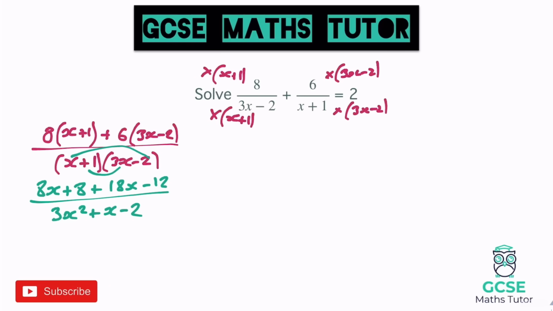Before I set it equal to 2, I'm just going to tidy up what's on the top there. We've got 8x and 18x, which is 26x, and plus 8 minus 12, which is minus 4. And that's all over 3x squared plus x minus 2. So now I've got a single fraction with a common denominator, and that equals 2.